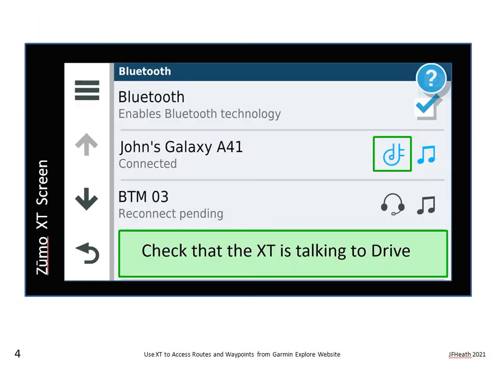So this is the Zumo screen. We make sure that we've got the Drive link set up there. This is the Bluetooth screen on the Zumo. So we're just checking that the XT is actually talking to Drive. Nothing will work unless that is blue. If it isn't, then you need to check the Bluetooth connection and the connection between the XT and the smartphone, which we did in video 1.